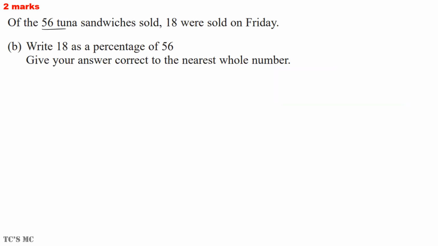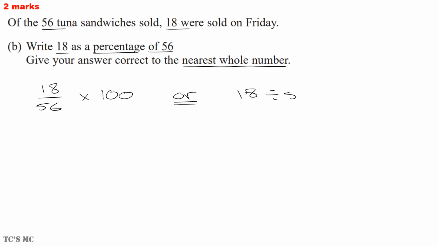Of the 56 tuna sandwiches sold, 18 were sold on Friday. Write 18 as a percentage of 56. Give your answer correct to the nearest whole number. We need to do 18 over 56 multiplied by 100. If you do not have a fraction button, you can type in 18 divided by 56 and then multiplied by 100. For writing either one of these lines, we would get 1 mark.